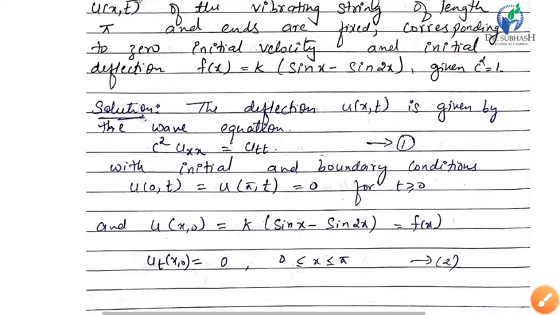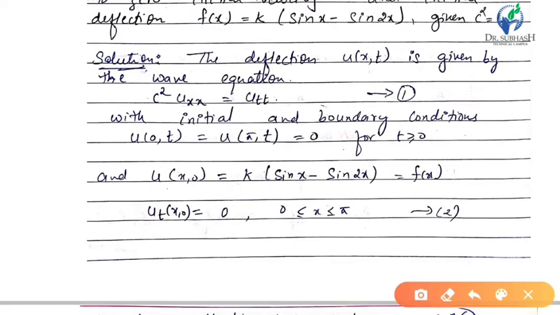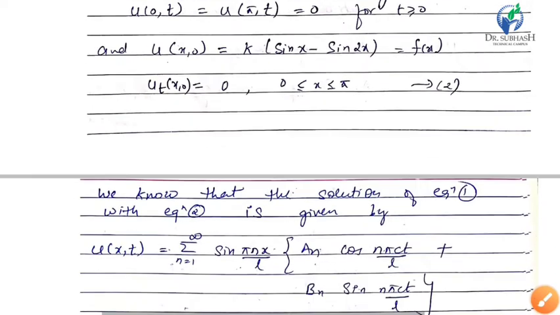Okay. Now what we are given is u of (x, 0). What is that? That is f(x). We already saw in the initial condition that u of (x, 0) we are taking as f(x), and that is given to us, that is k into (sin x minus sin 2x). If we differentiate this with respect to t, we will get u_t of (x, 0) equal to 0. This is equation 2, and x is between 0 and pi.